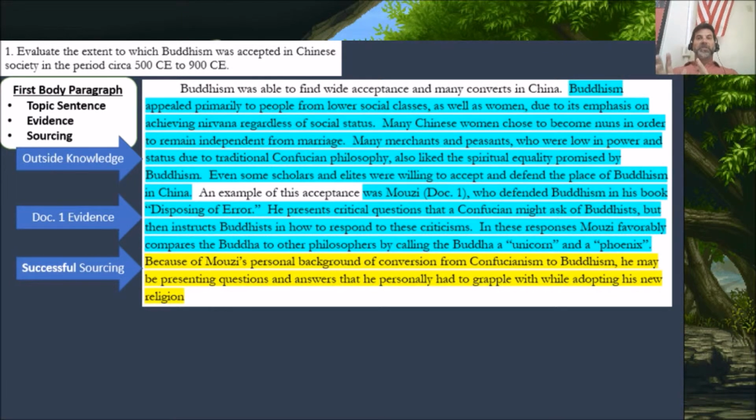That is what sourcing statements are. That is what sourcing analysis is. So every time we see it in our sample essay, it's going to be color-coded yellow. And you should always include it right there after you explain the document itself.